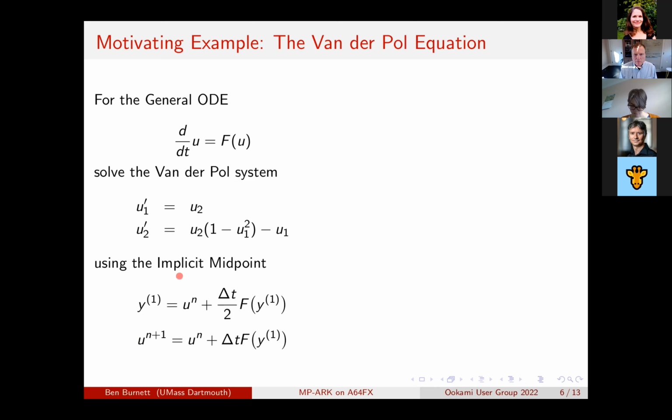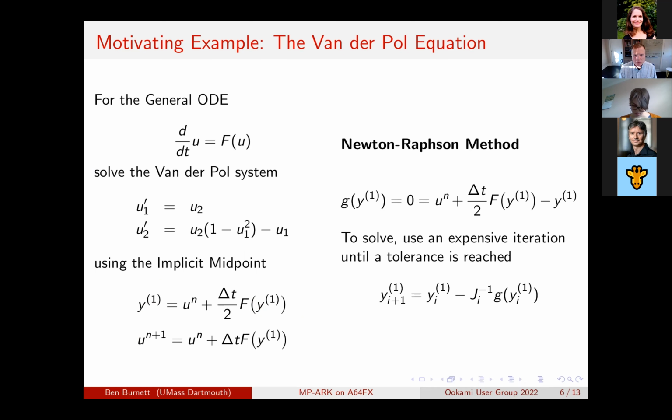Implicit because it has the same value on both sides of the equation. And in order to solve this, we need to use a Newton-Raphson method, which is an iterative zero solving method. And this is important because this iterative method is both computationally intense and iterative. It needs to reach a certain tolerance.